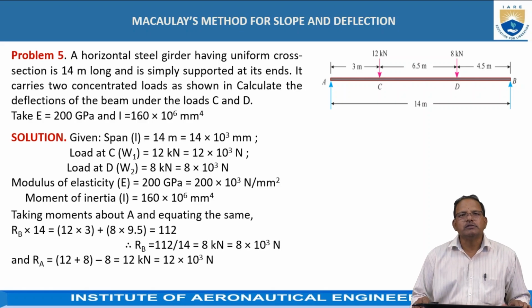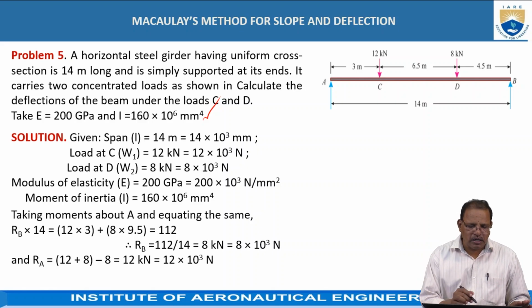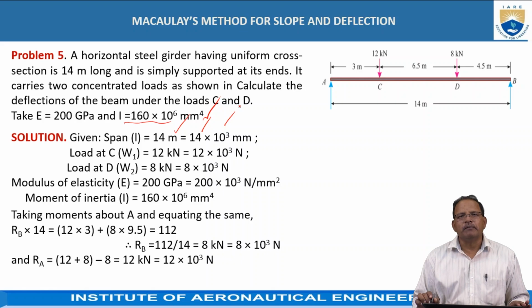Take Young's modulus equal to 200 gigapascal. Sorry, I, the moment of inertia, is equal to 160 into 10 to the power of 6 mm to the power of 4 now. The given length of the beam in the problem is 14 meters. We are converting all the dimensions into mm, because I is given in terms of mm to the power of 4. That is 14 meters, 14 into 10 to the power of 3 mm now.